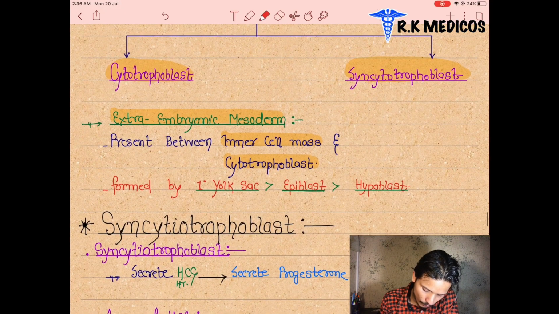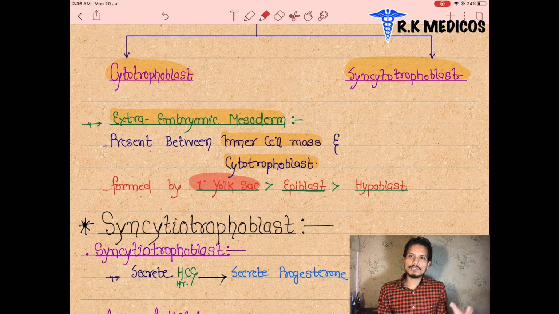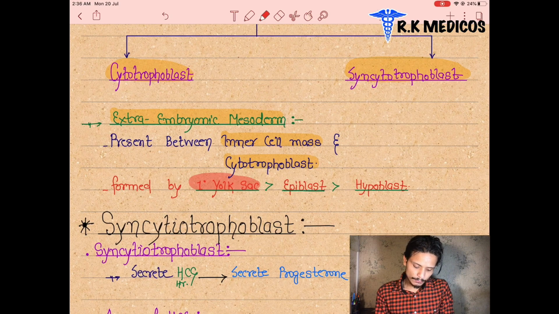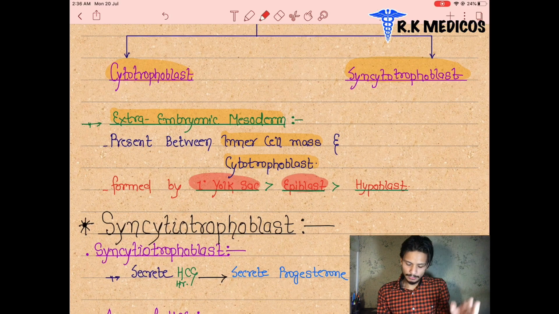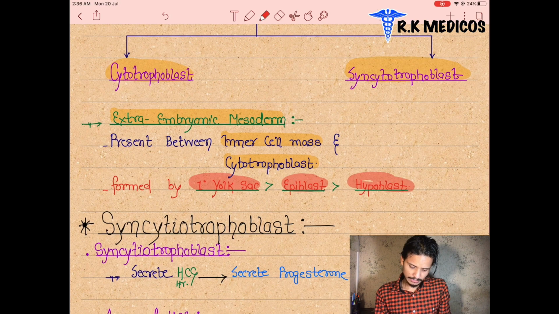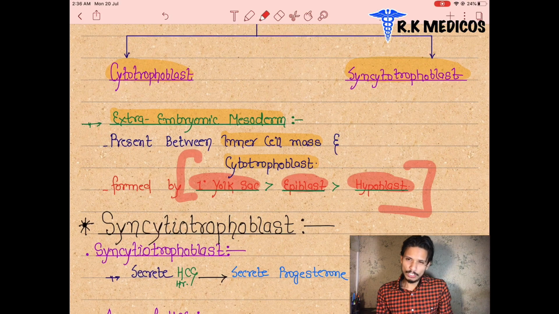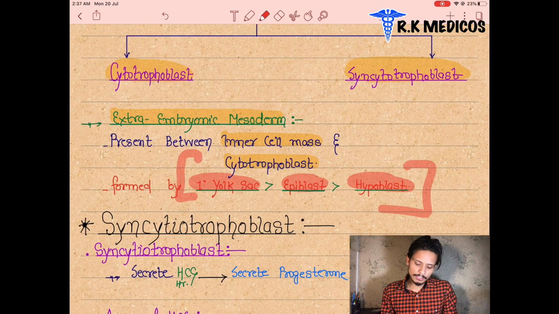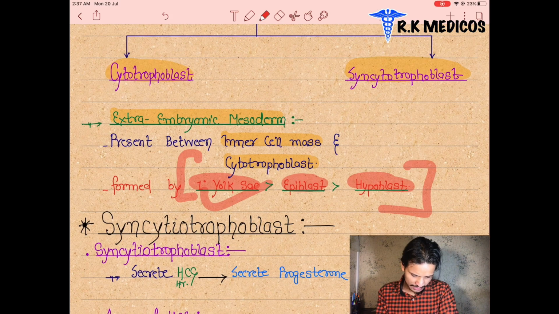Next, what are they going to form? The extra embryonic mesoderm is formed by three structures mainly. First one is the yolk sac, the first round structure. Next one is the epiblast, the upper one, which forms the yolk sac, and the hypoblast. These three structures mostly participate in the formation of the extra embryonic mesoderm. So the primary yolk sac is the above one.